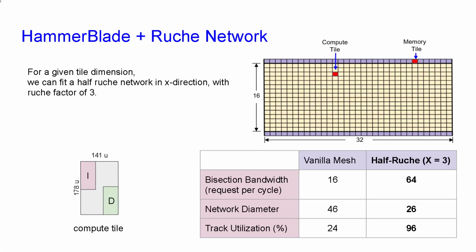We calculated that, given the geometry of a compute tile, we have enough routing resources to fit a half Ruche network in the x direction with a Ruche vector of 3. This increases the bisection bandwidth from 16 to 64 requests per cycle, and it matches the total cache bandwidth. It reduces the network diameter from 46 to 26, and it brings up the track utilization to 96%.